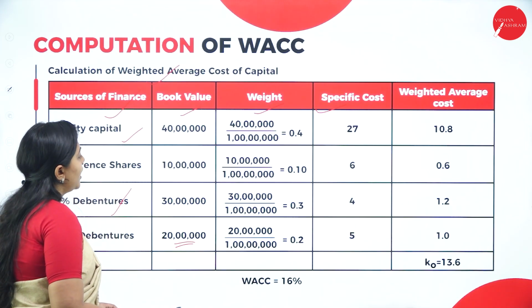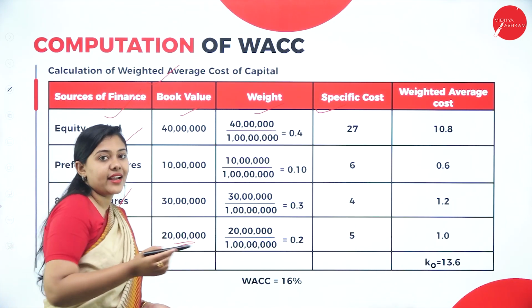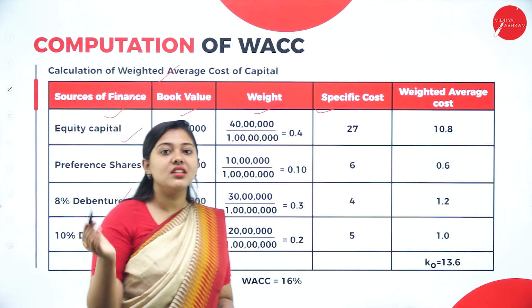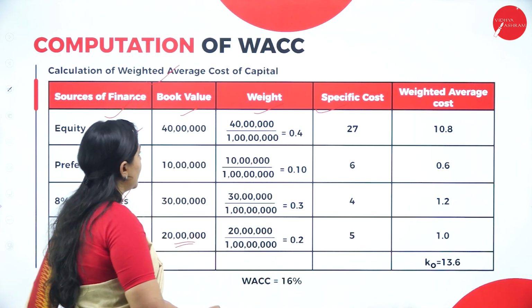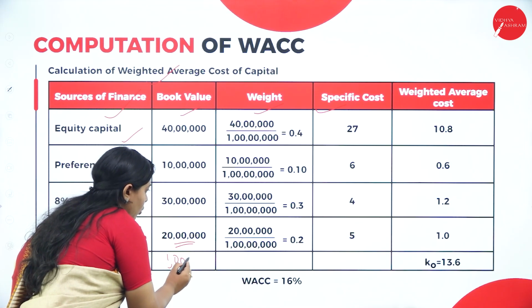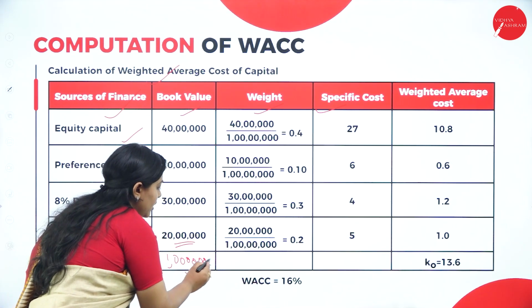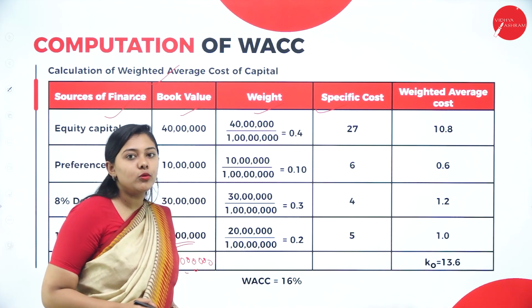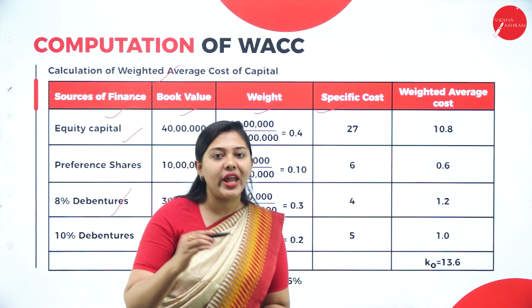Additional, how much? Additional is 20 lakh. So if you add that additional 20 lakh, you'll get how much? 1 crore. So 1 crore is the total value. If you divide the individual book value by the total value, you get the weight.